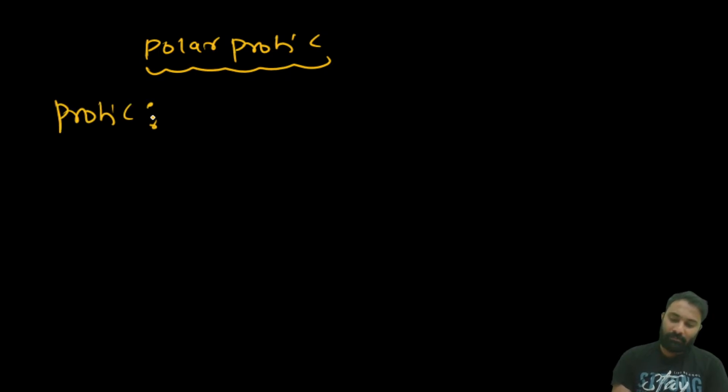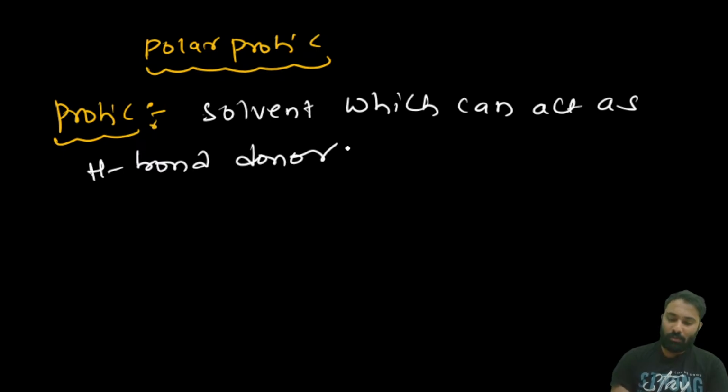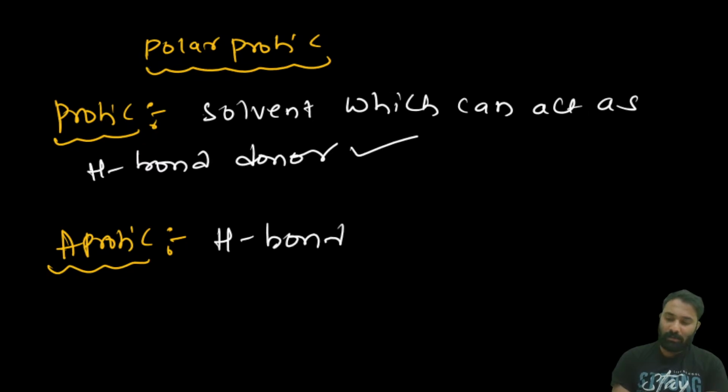What is the meaning of protic? A solvent which can act as an H plus donor. H plus donor is a protic. Any solvent which can act as an H plus donor is protic. Aprotic means H plus donor absent. If the H plus donor is absent, we call it aprotic.